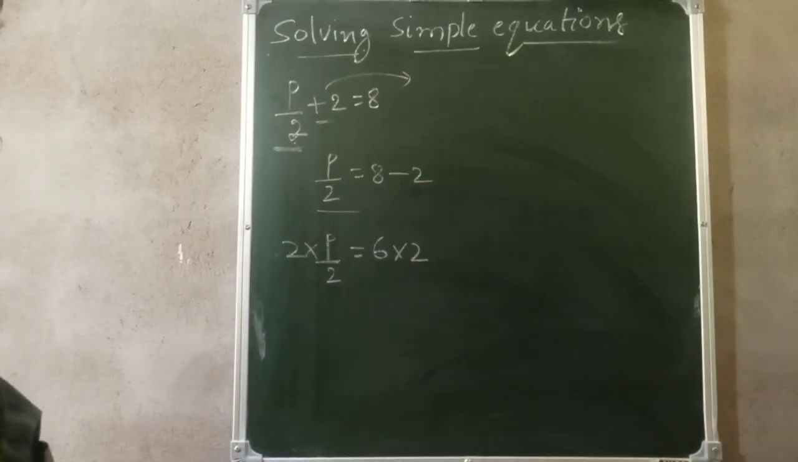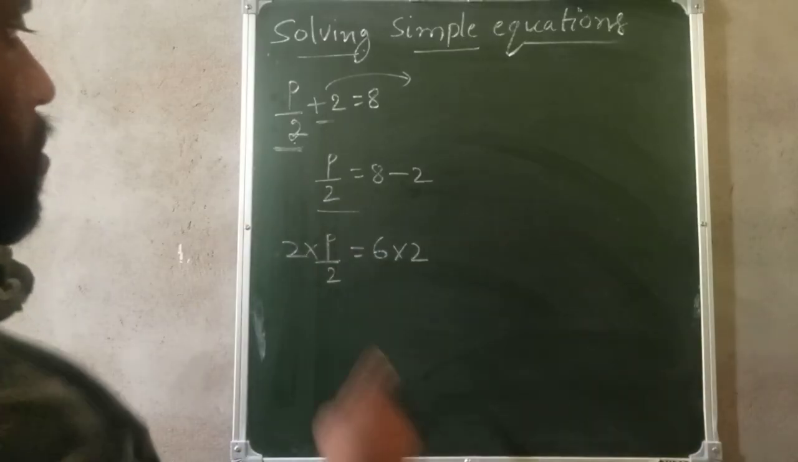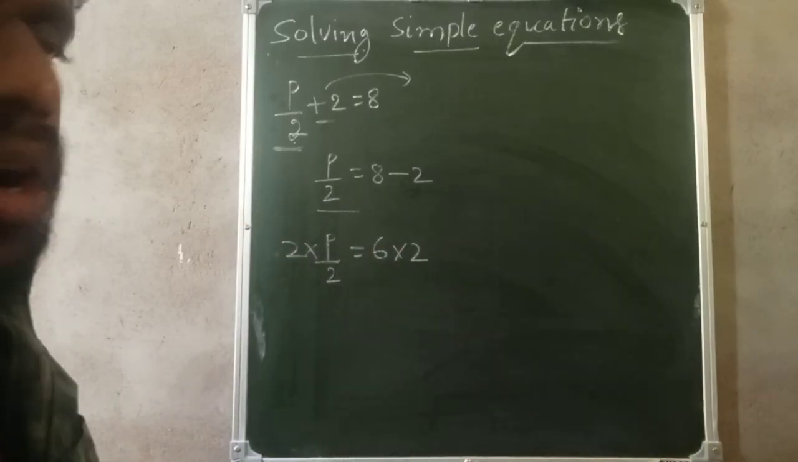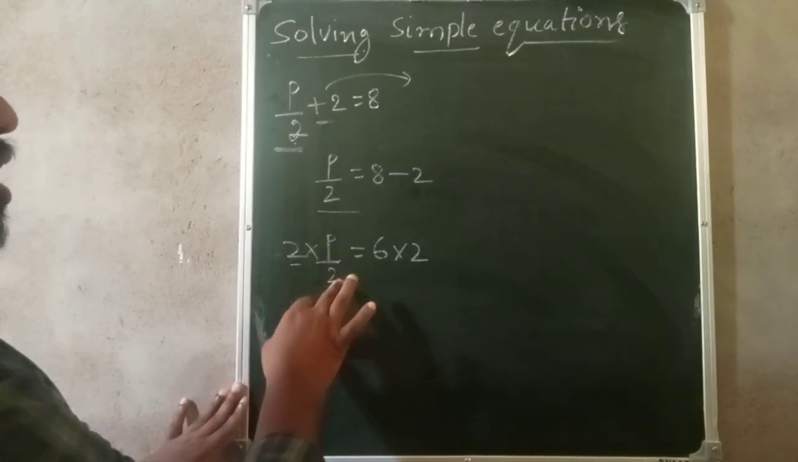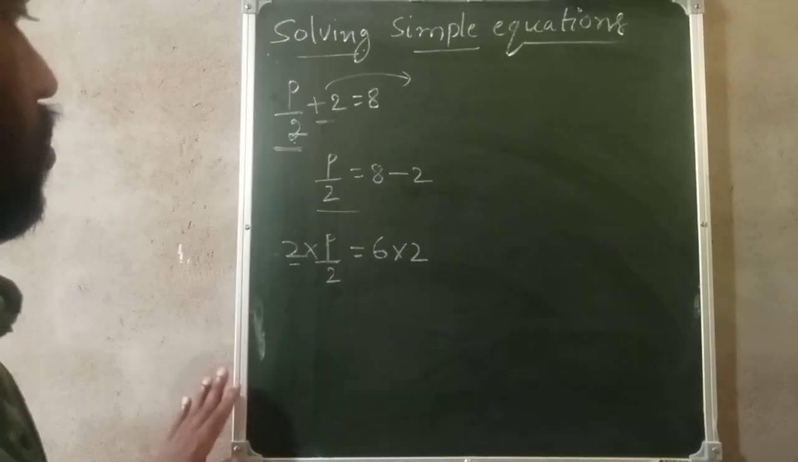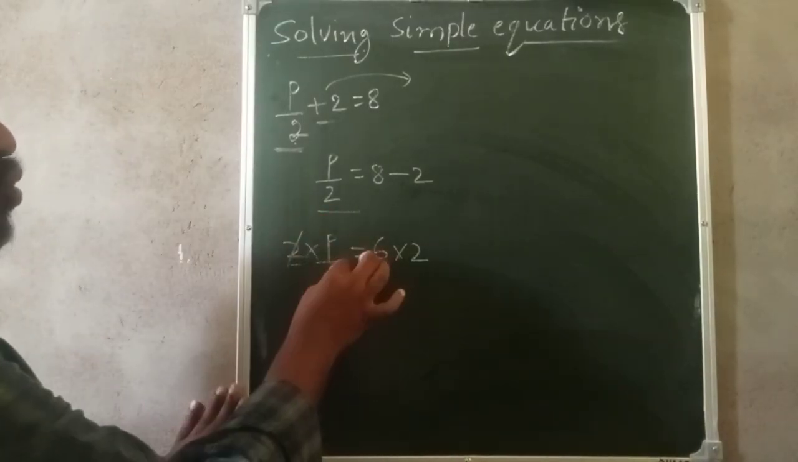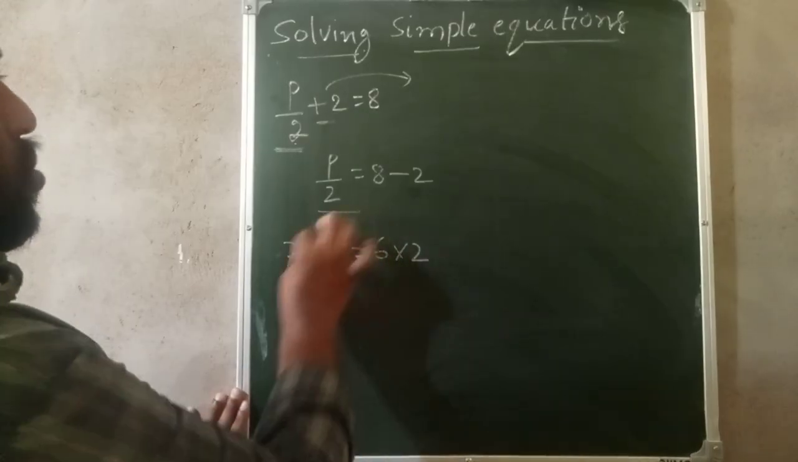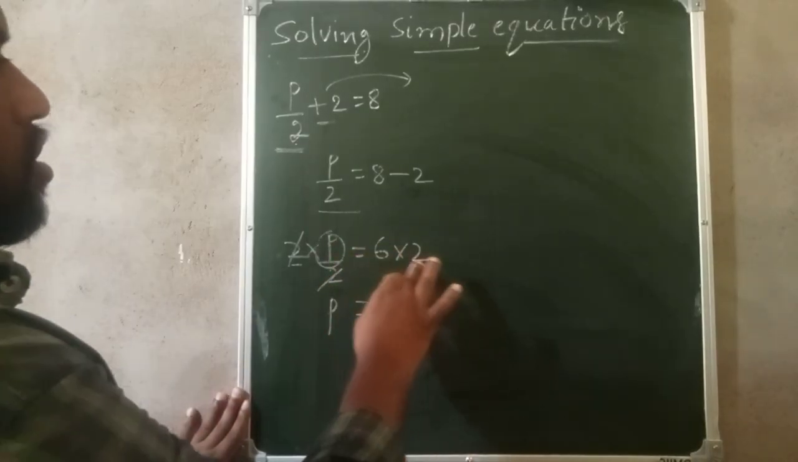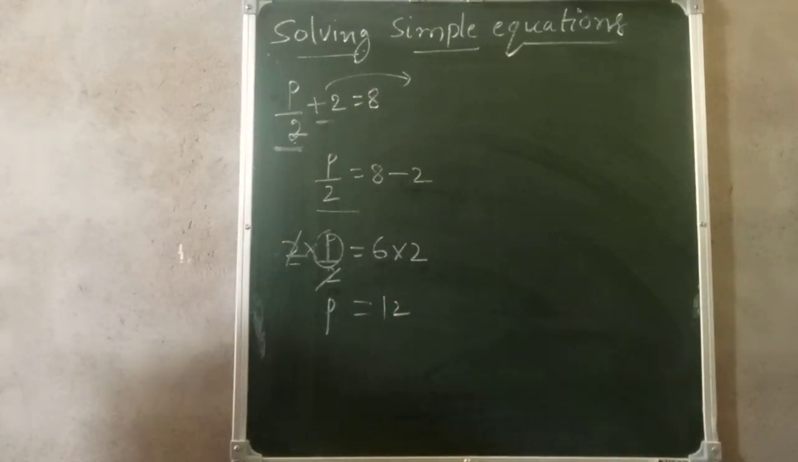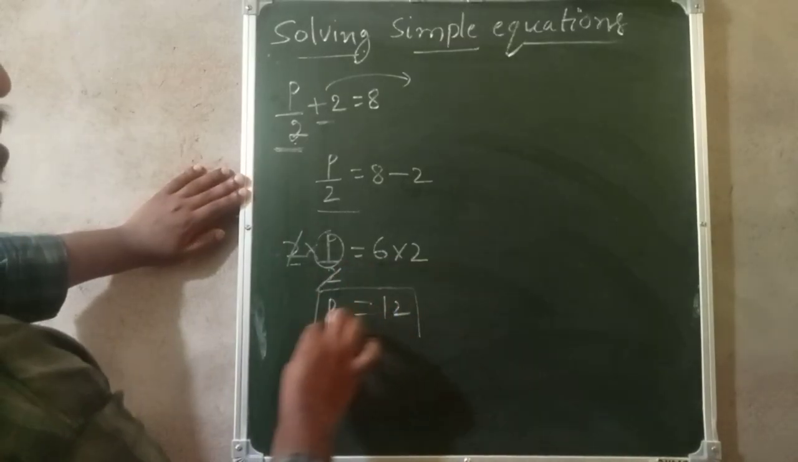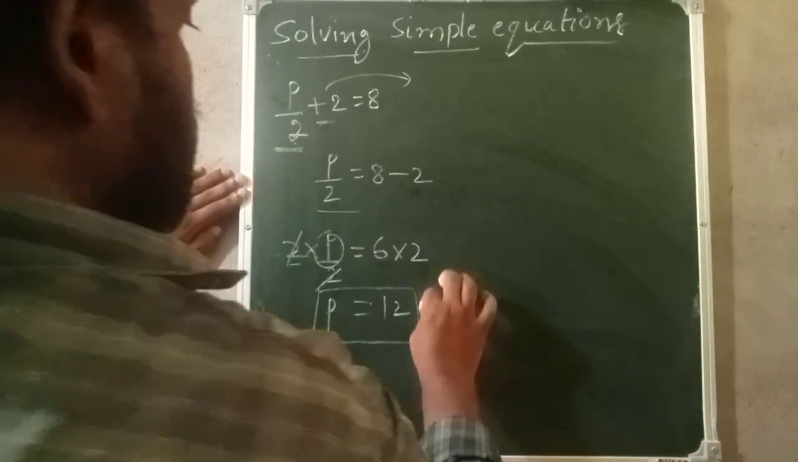Both sides you have to multiply by 2, otherwise the equation will become wrong. If you multiply both sides by 2, then there is no problem. Why do we multiply by the same 2? Because we have to cancel or remove this. Now, because of this multiplication, we can cancel this 2 and 2. So what is left? p is equal to 6 into 2, 6 twos are 12. So p is equal to 12 is the answer.